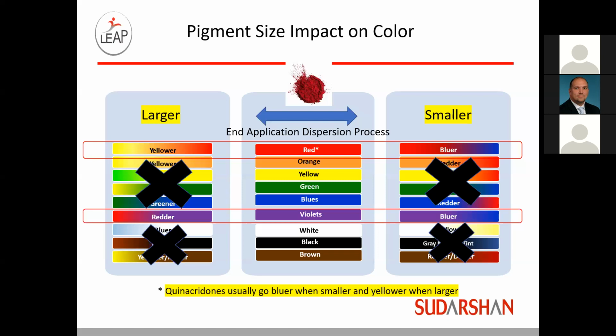And similarly on the violet side, to move it redder, you want to lessen the intensity of the dispersion process, and increase the intensity of the dispersion process to make it go up to the bluer side.